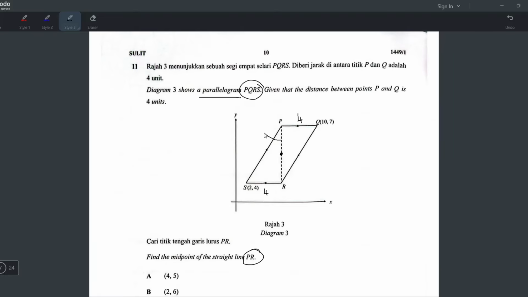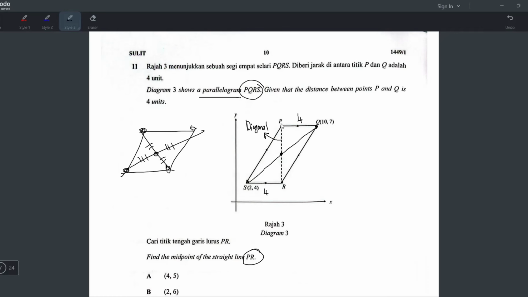Okay, this PR line is called the diagonal. Diagonal means when you tarik from one bucu to another bucu, like that, that's called diagonal. So if I tarik one line from S to Q, it will be called a diagonal also. But why I added this line myself is because I know for a parallelogram dia memang ada satu karakteristik, the midpoint of these 2 points will be the same as the midpoint of these 2 points. Ya, ini dengan ni sama, ini dengan ni sama.